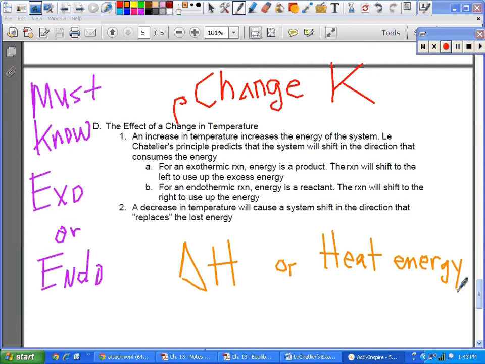Elliot, what is the sign of an exothermic reaction? Negative. So if delta H is negative, it's exo, right? Hannah, what is the sign of an endothermic? Positive. So if it says positive, then you know it's endothermic. Here's the biggest part that people have a misconception about: you've got to then determine what side the heat is on. This is the most important part.